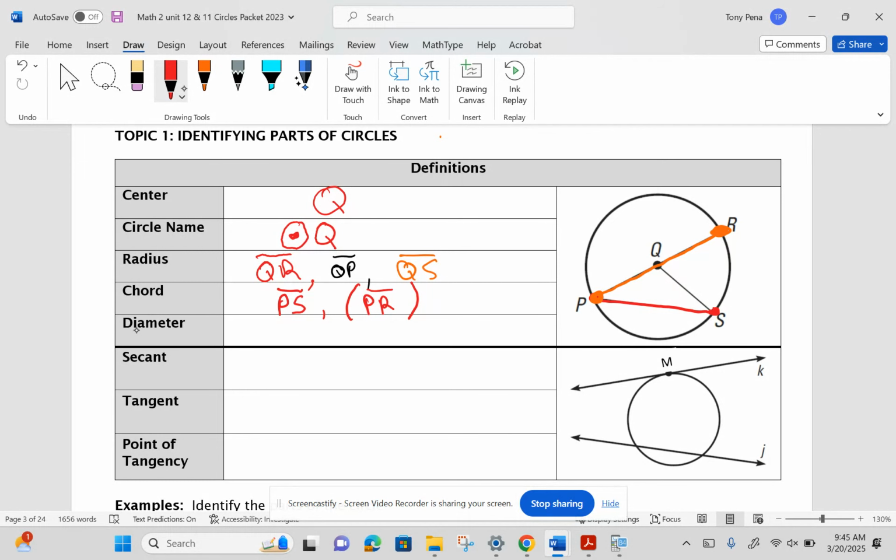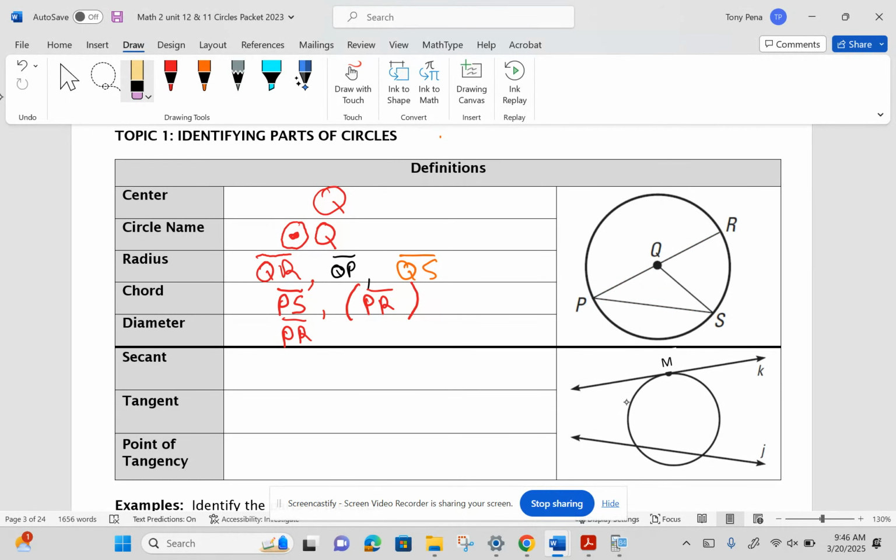But that's a special chord, because when we go to the next one, diameter, you should know this, something you've talked about, is a chord that goes through the center of the circle. So see how this PR goes through the center of the circle? That's the special chord through the center. That's what we call our diameter. So PR is the only diameter shown in that circle. It is also considered a chord, okay? So it's a special chord that goes through the center. All right? Okay, next three.